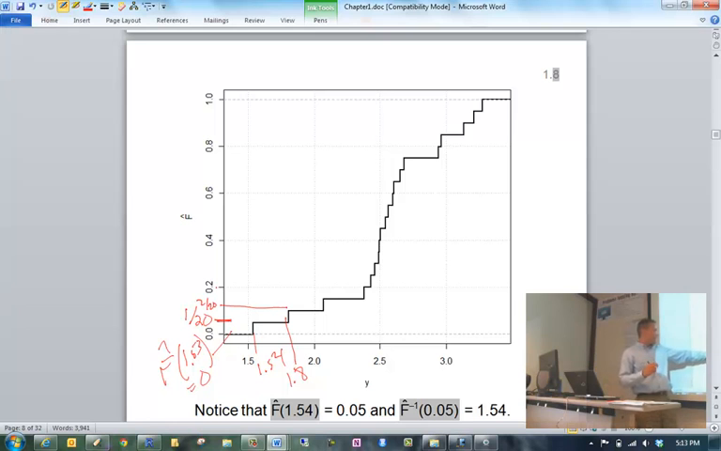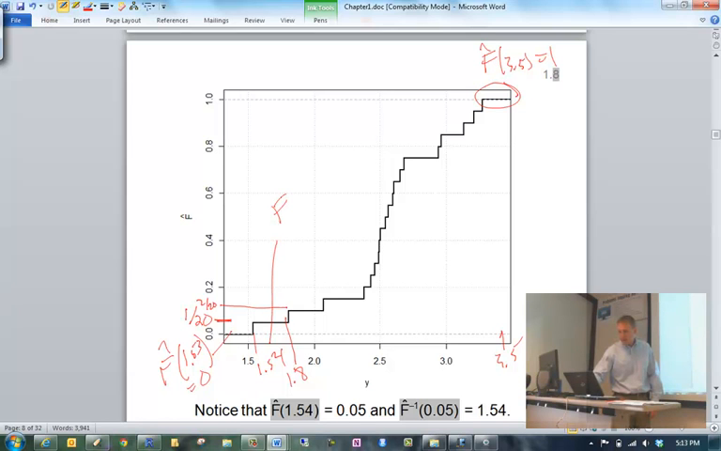So for every value in my sample, I take a step up. It's a weight of 1 over n. Notice the very top value here is 1. Let's say this is 3.5 here. F hat of 3.5 is 1. Just to emphasize the point one more time, let's say I wanted f hat of 1.6. What would that be? Yeah, 0.05, 1 over 20. So that's my EDF.